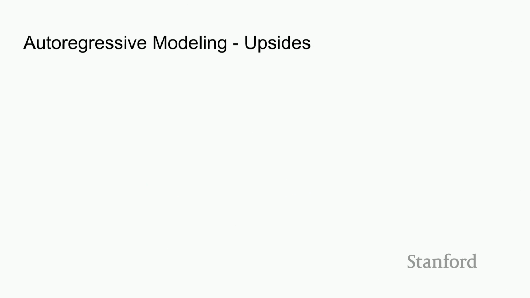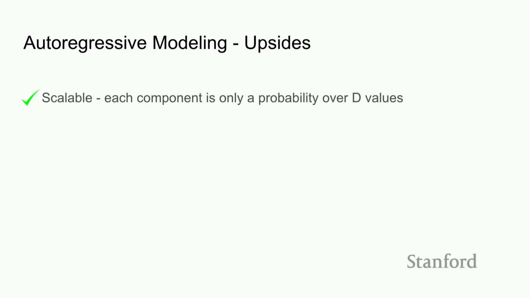And there are several good upsides to this autoregressive modeling paradigm. In particular, it's very scalable. When you compute each next token probability, you only need to compute a probability over your D total tokens, or your N total values. This is very scalable and very easy to do, as long as you can build your architecture sufficiently well. This should work out pretty well.